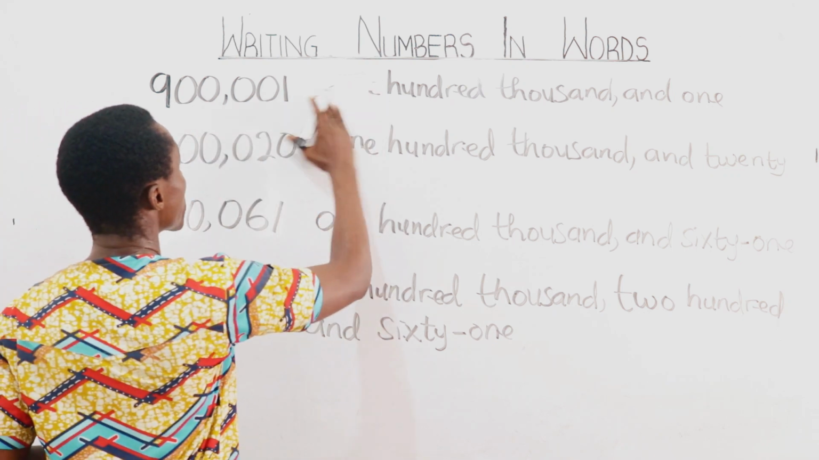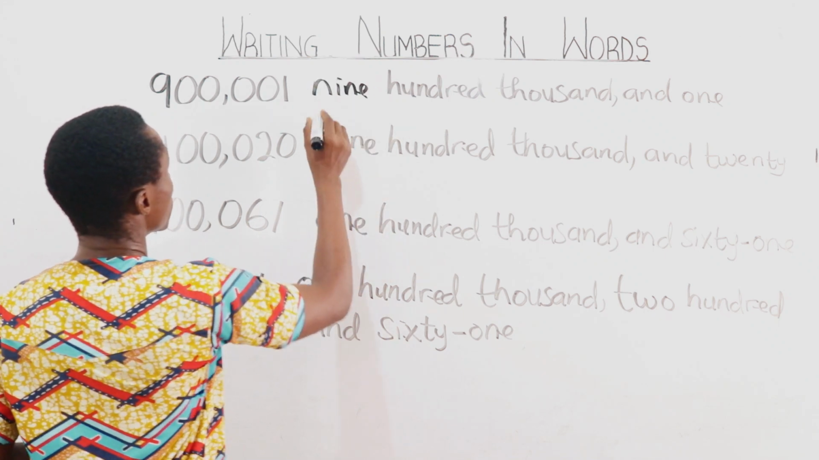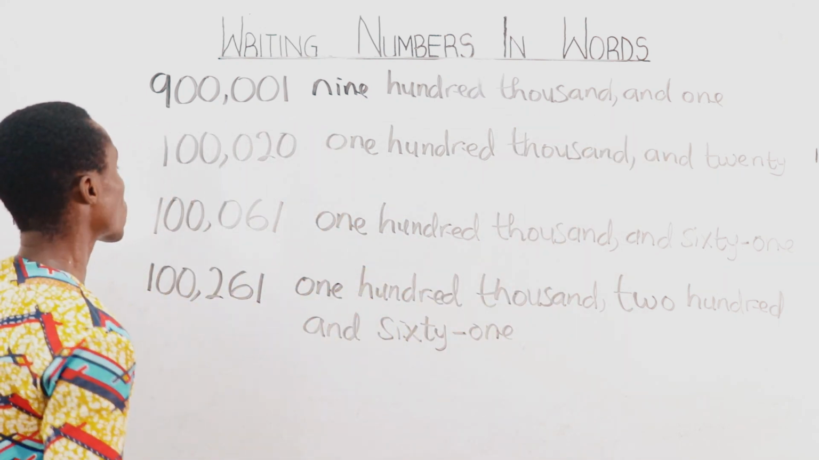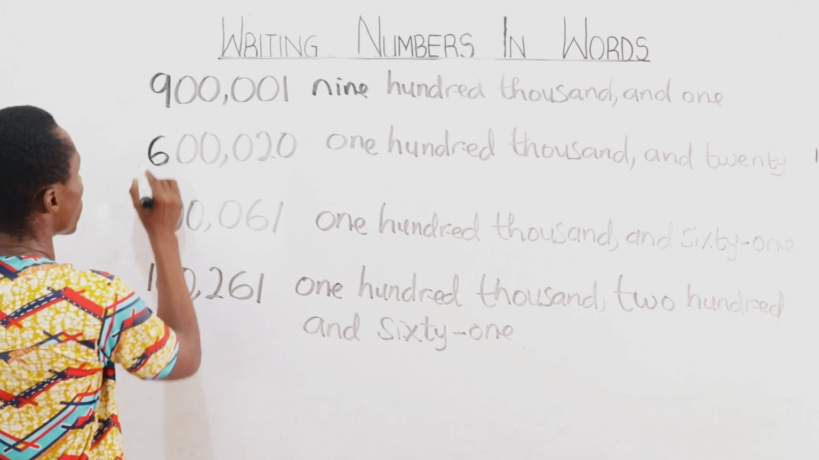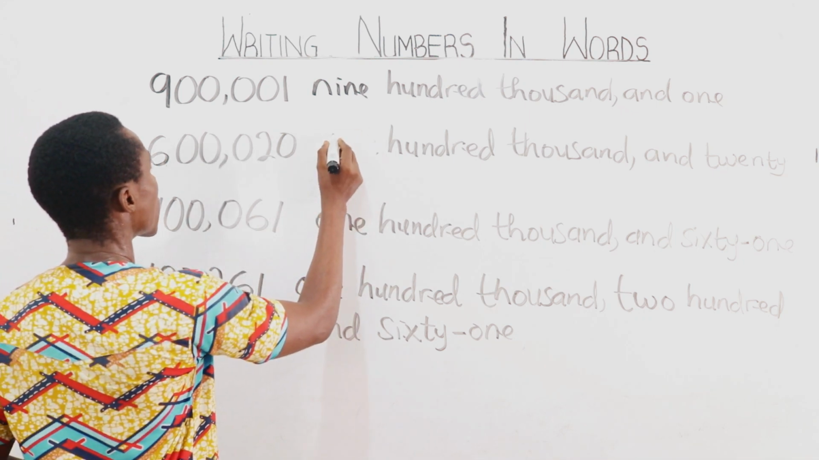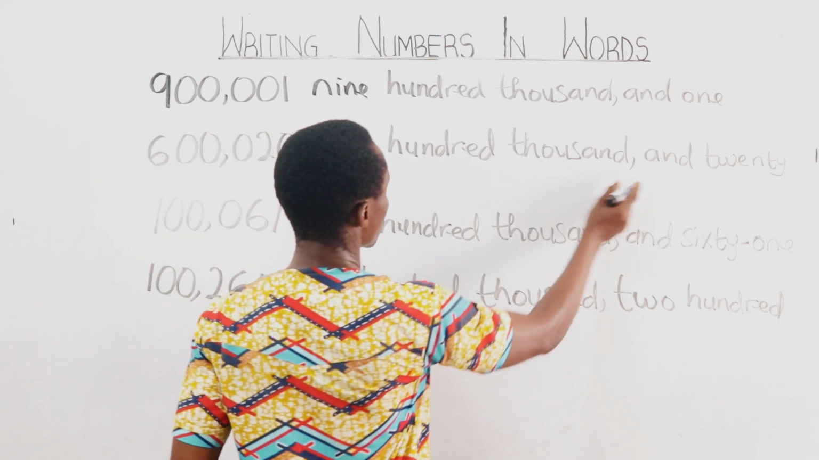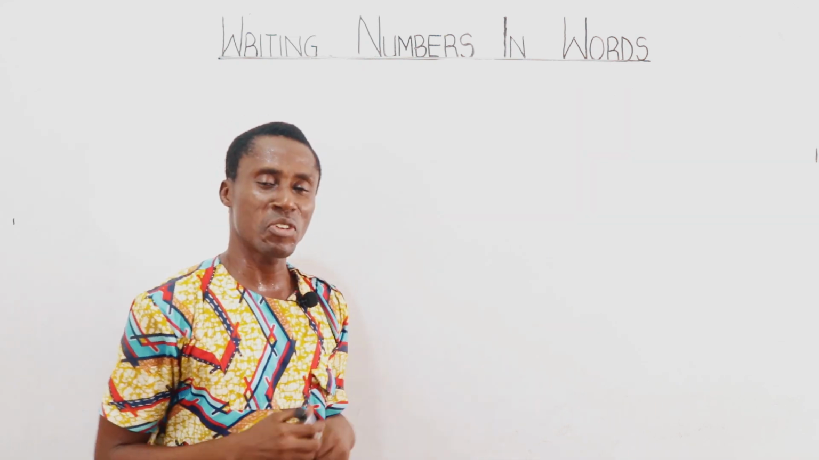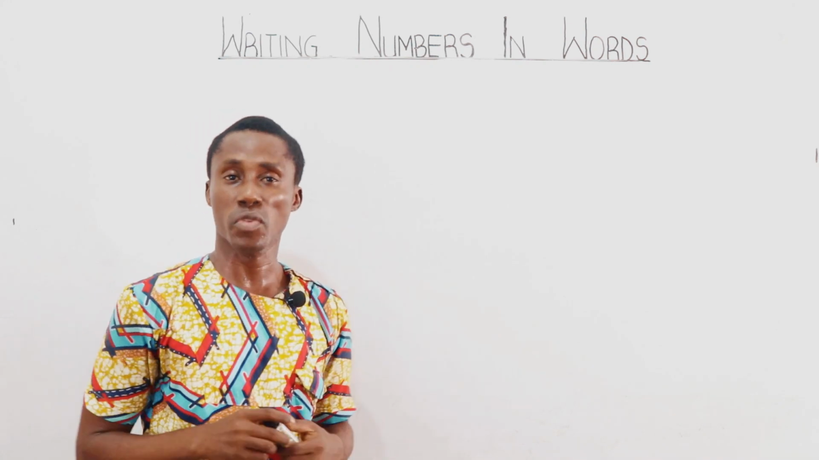Now, let's imagine that it is 900,001. It means this will be 900,001 in words. Now, if this was 600,020, then this would have been 6, and that will be 600,020. Okay, very good.